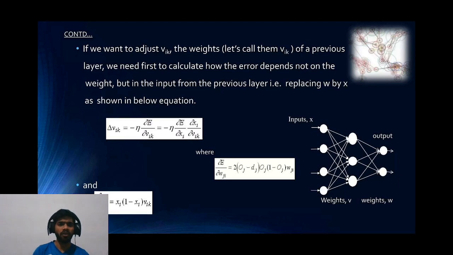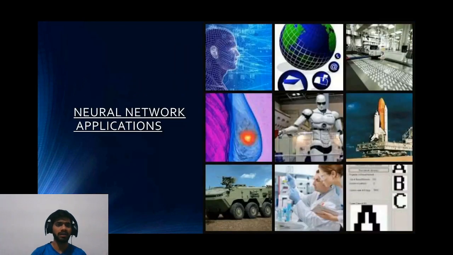Now, if we want to adjust vik, the weights of a previous layer, we need first to calculate how the error depends not on the weight but on the input from the previous layer, that is replacing w by x as shown in the below equation. So as you can see here, now these are some applications of neural network.